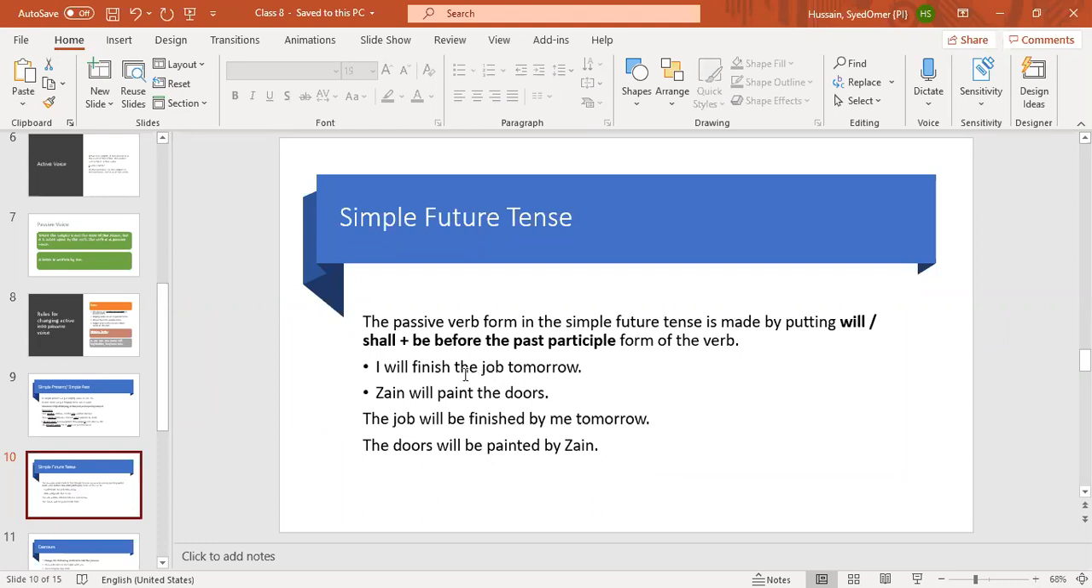The job will be finished by me tomorrow. The job, object, then helping verb will be, third form of finish, finished by me. The job will be finished by me tomorrow. Zan will paint the doors. The doors, object, will be painted by Zan. It's very easy. And if it is negative, for example, I will not finish the job tomorrow. The job will not be finished by me tomorrow. Zan will not paint the doors. The doors will not be painted by Zan.